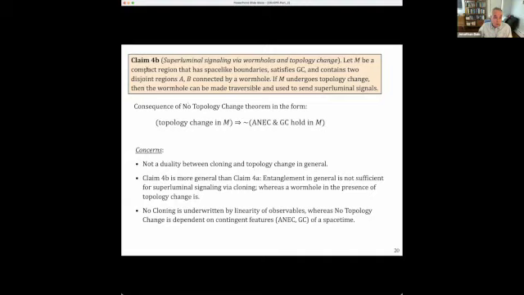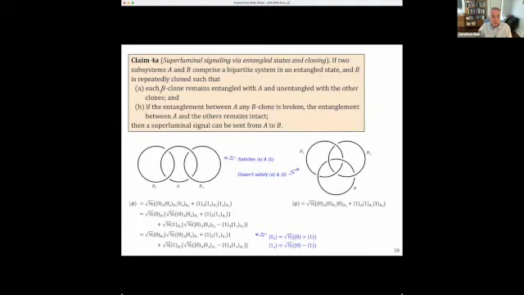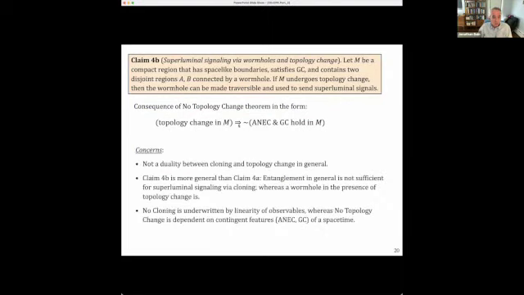moreover, the second claim for B is more general than the claim involved in entanglement, insofar as entanglement in general is not sufficient for superluminal signaling via cloning, right? It's a particular type of entangled state that satisfies these two conditions that allows for superluminal signaling. And there doesn't seem to be that type of constraint in the corresponding theorem in the wormhole context.